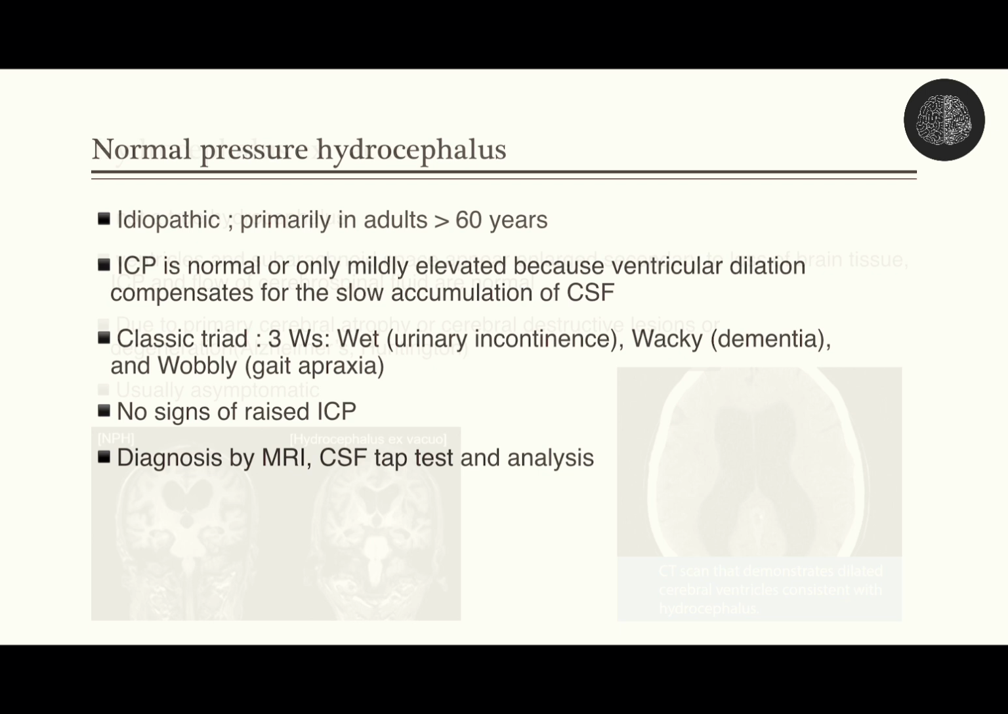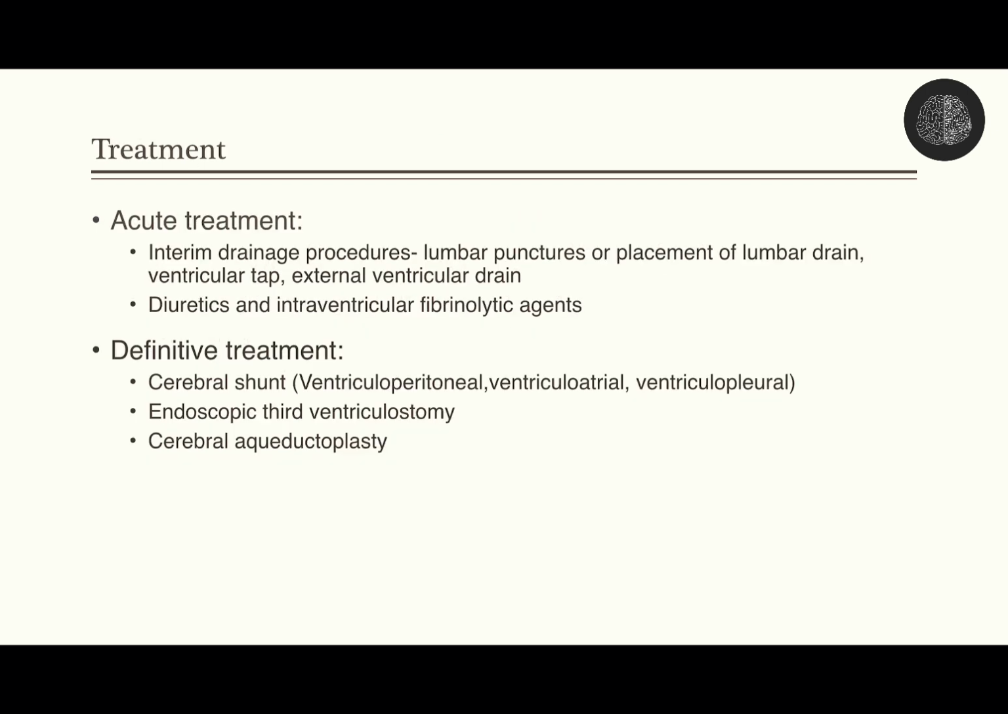The treatment differs if the setting is acute or definitive. You can perform the interim drainage procedures. They are usually used for acute post-hemorrhagic hydrocephalus. So you can do either serial lumbar punctures or place a lumbar drain, which is usually done for communicating type of hydrocephalus. Or you can put an external ventricular drain for non-communicating hydrocephalus. You can also consider pharmacotherapy, but the benefit is limited. So you can use either diuretics or intraventricular fibrinolytic agents, which is usually for subarachnoid or intraventricular hemorrhage.